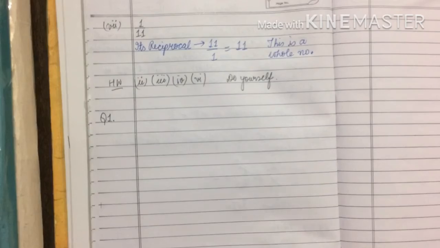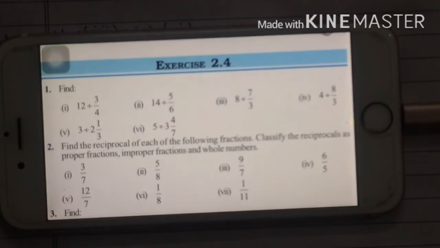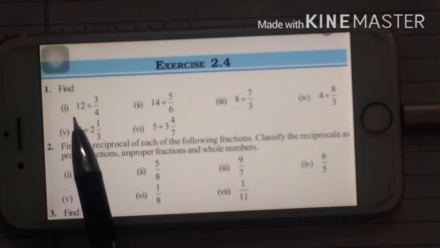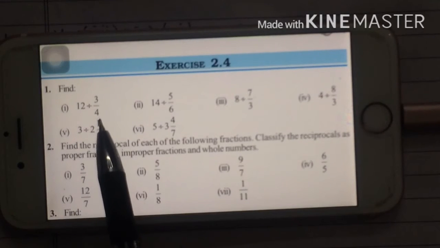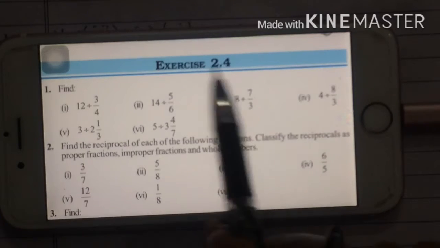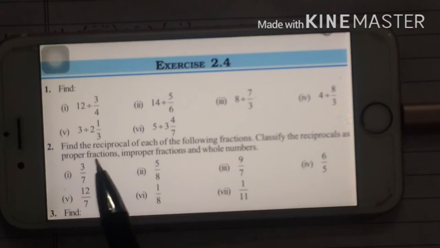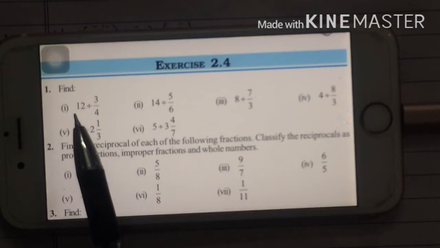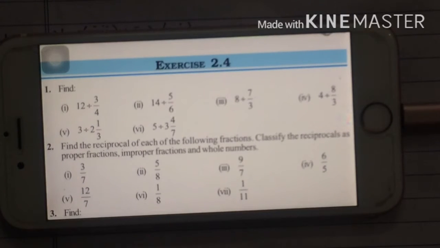Let's do the first part. Question number 1. Let us see what the question is. It's a simple question. It says find. The first part is 12 divided by 3 by 4. If you look at these divisions, you will see that you have a whole number divided by a fraction in all the parts. The first number is a whole number and the second part is a fraction. So we will be learning how to divide a whole number by a fraction.